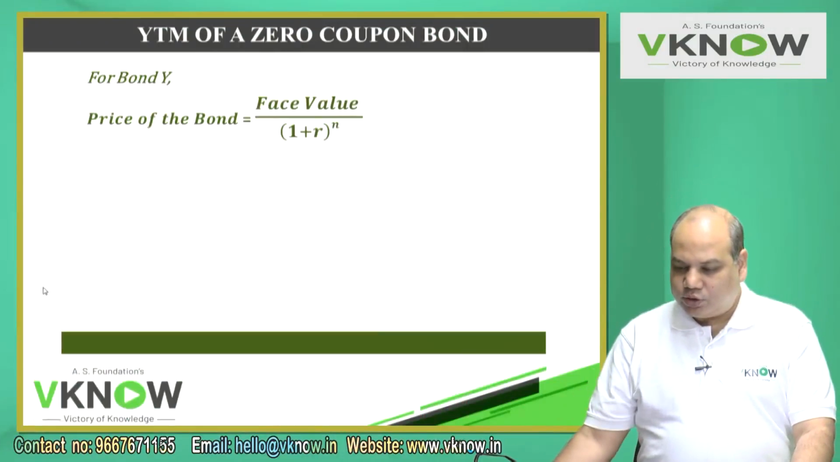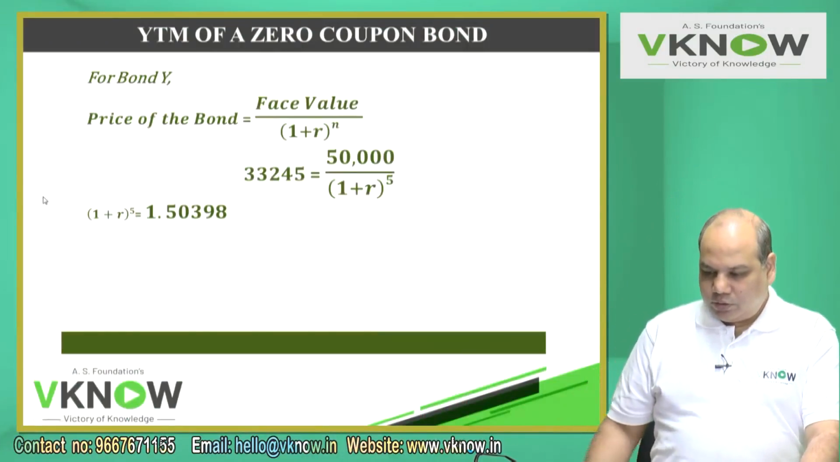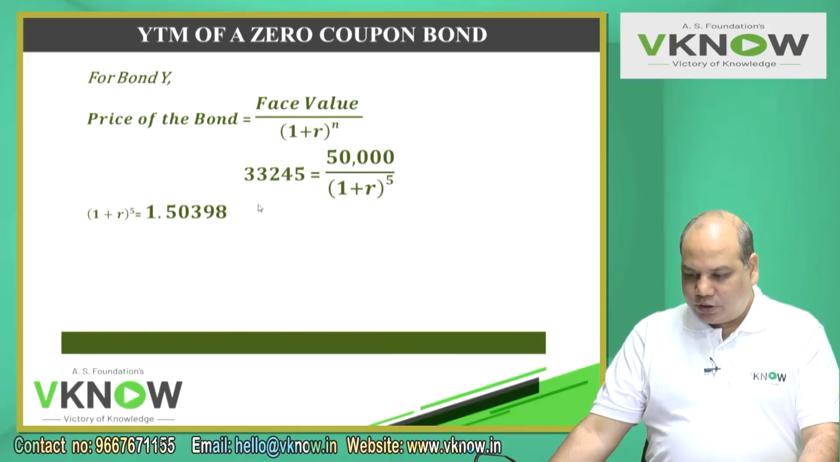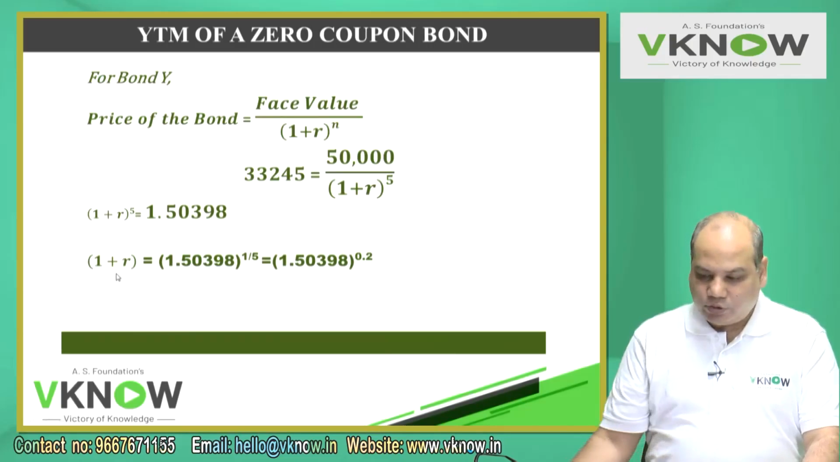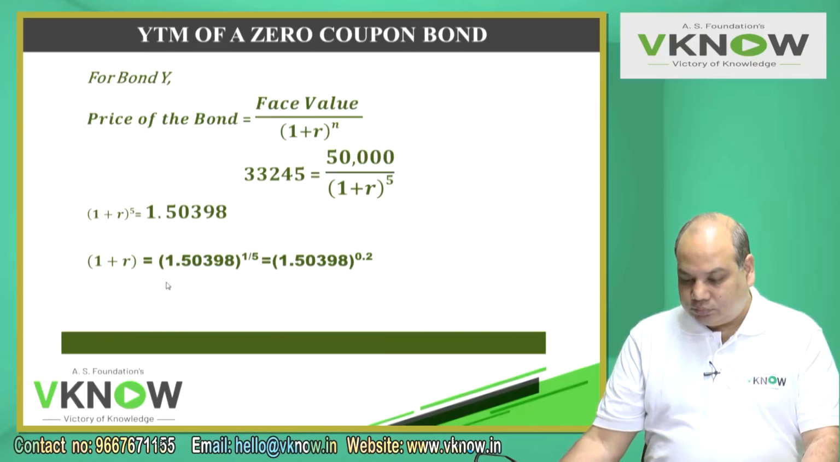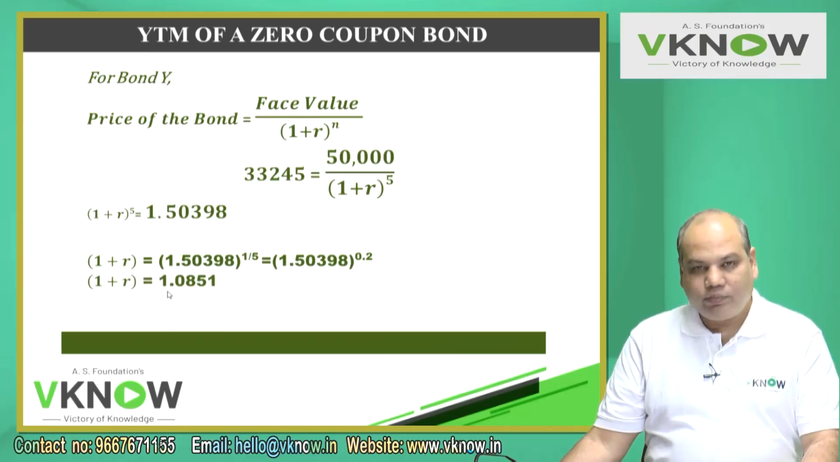Price of the bond is equal to the same formula. 33245 equal to 50,000 upon 1 plus r to the power 5. Then you take on your calculator 50,000 divided by 33245, 1.50398. 1 plus r is equal to 1.50398 to the power 1 by 5. And the value of this factor is given in the question as 1.0851. Normally it will be given. If not given, I have given you the trick how to solve it. Therefore r is equal to 8.51%.